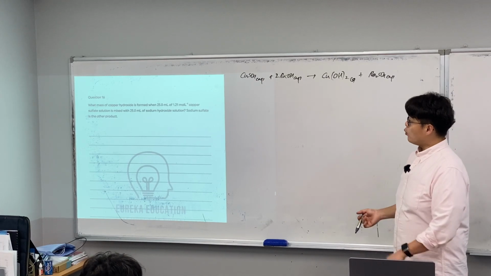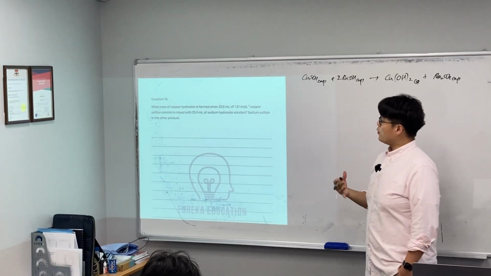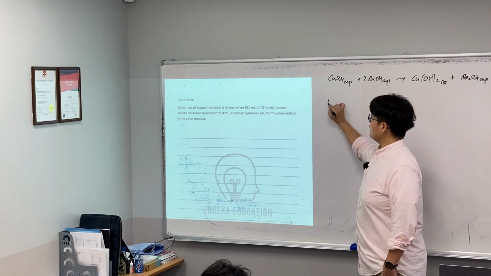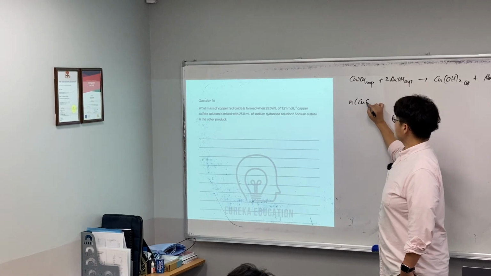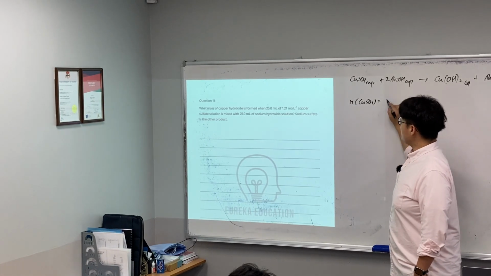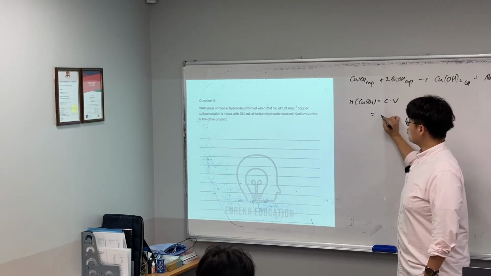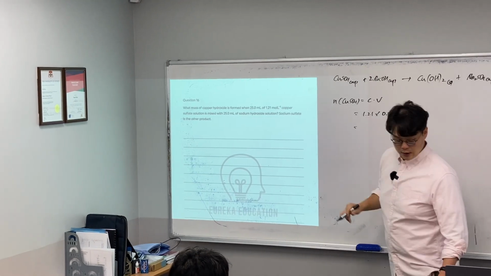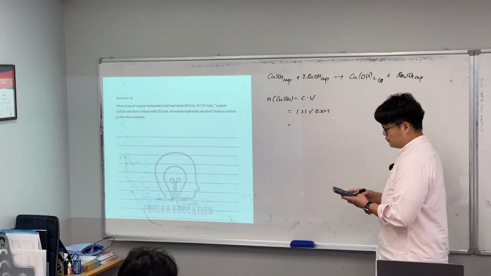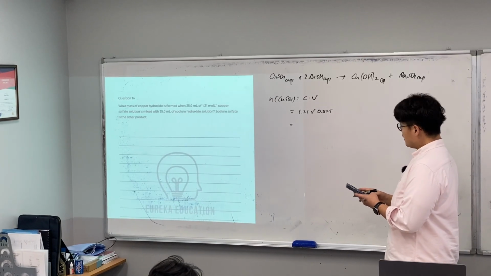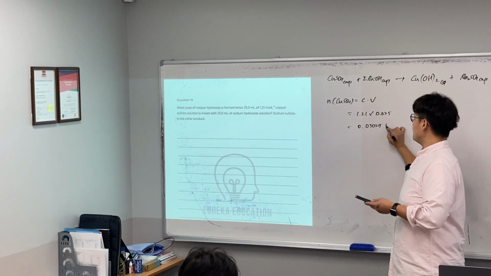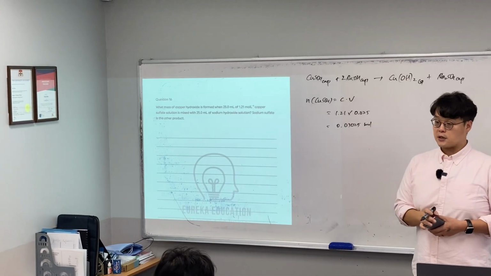Next, let's find out what we're given. Sodium sulfate is the other product too. The n of the copper sulfate can be calculated by n = CV: 1.21 times 25 mL, which is 0.025 L. Calculating that, 1.21 times 0.025, you get 0.03025 mole of the copper sulfate.